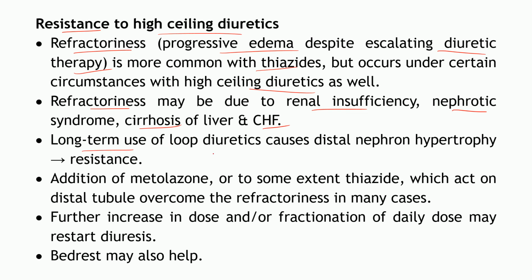Even long-term use of loop diuretics will result in nephron hypertrophy, that is, the size will increase, so again resistance will be produced. To avoid that, sometimes metolazone or other thiazide-like diuretics may be added to the therapy. Further increase in the dose may also overcome the situation, or you can give the doses in fractionated form, that is, divided doses may be given rather than a single high dose. Also, bed rest may help to tackle this particular situation.